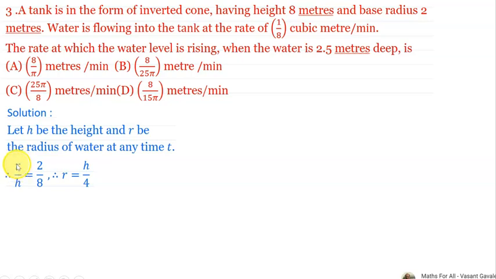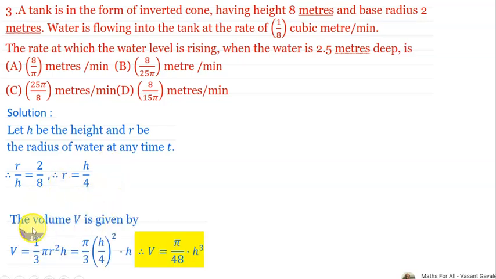Now here we have r upon h equals 2 by 8, therefore r equals h by 4. The volume of the cone V equals 1 by 3 pi r square into h, which equals pi by 3 into (h by 4) square, this is the value of r, into h. Therefore V equals pi upon 48 into h cube.